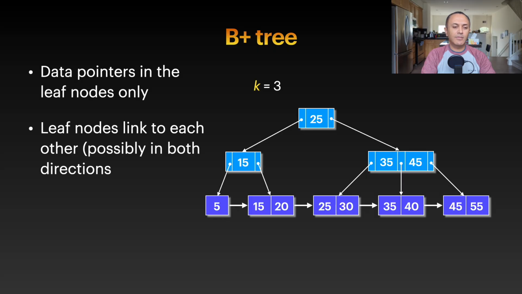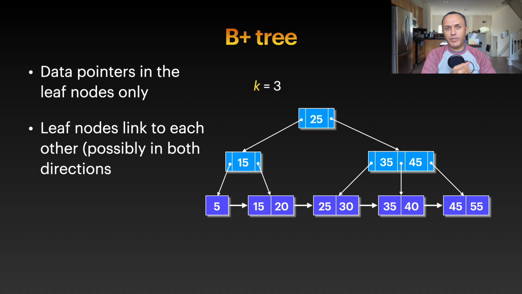What is the B plus tree, you say? It's basically a modified version of the B tree that has some extra features. So the overall look is very similar. It still has these nodes, still has some degree. So each node can have k children, k minus 1 keys. There are two main differences. One, the data pointers are only stored at the leaf nodes, not in every single node.